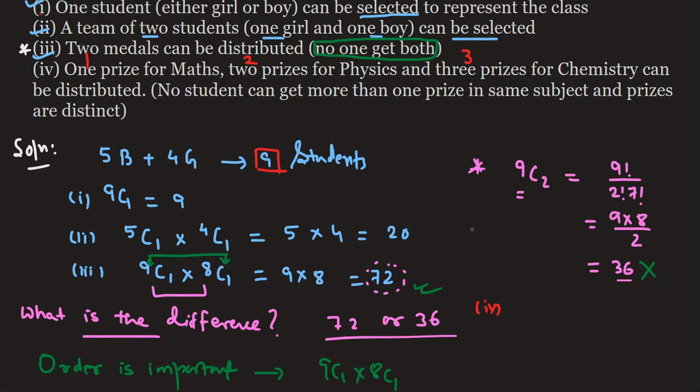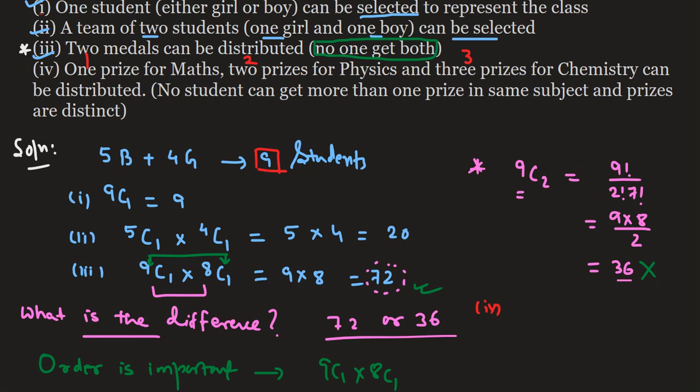So now here we have 1 prize for the maths, 2 prizes for the physics and 3 prizes for the chemistry, and we have to distribute among the 9 students, out of which 5 are boys and 4 are girls. No student can get more than 1 prize in the same subject. That means a student cannot get 2 chemistry books, or 3 chemistry books, or 2 physics books. A student cannot have the same subject's book twice, and the prizes are distinct. All the maths books, chemistry books, physics books, so 3 plus 2, 5, and 6, all are distinct awards, or distinct prizes.